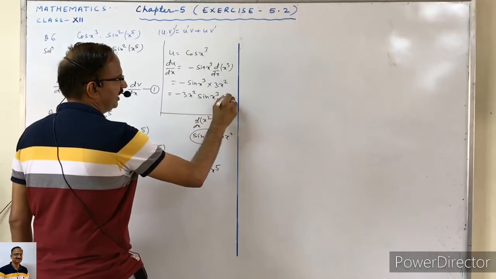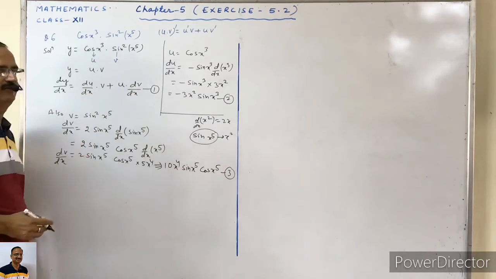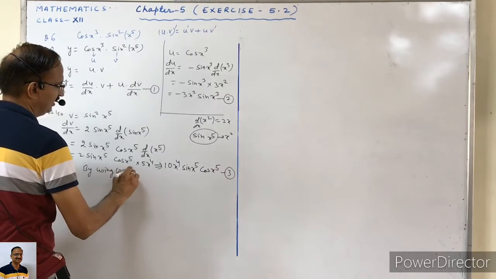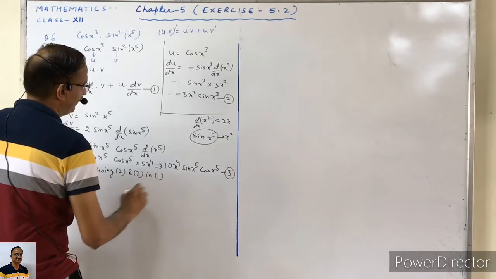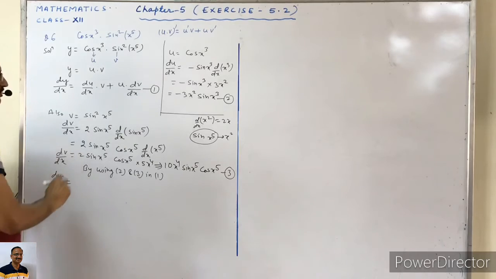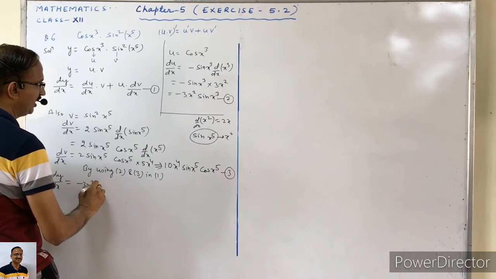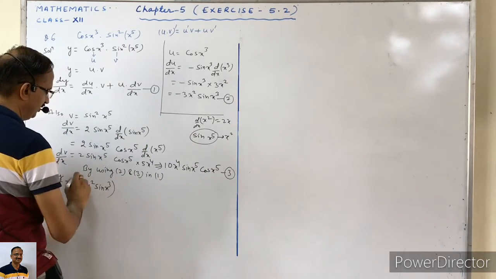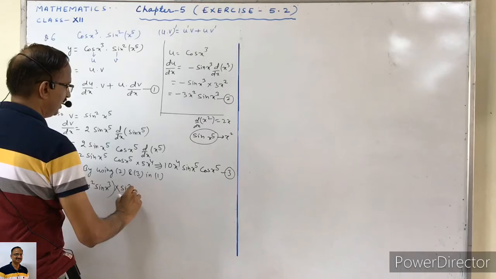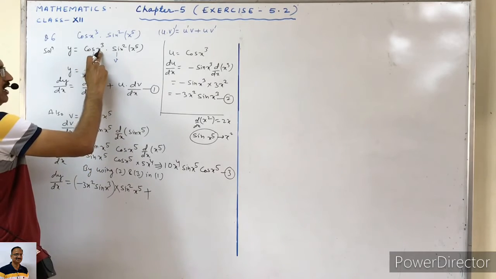Now suppose this is second, this is third. So by using second and third in first, dy by dx equals the value of du by dx, which is minus 3x square sine x cube, multiplied by the value of v, which is sine square x raised to power 5, plus u, which is cos x cube.